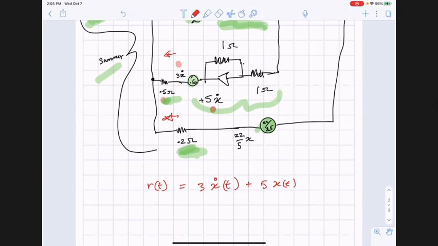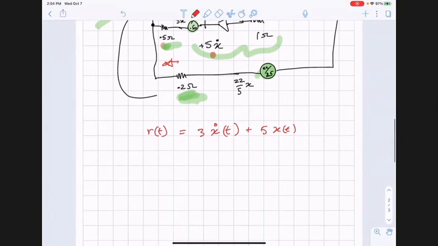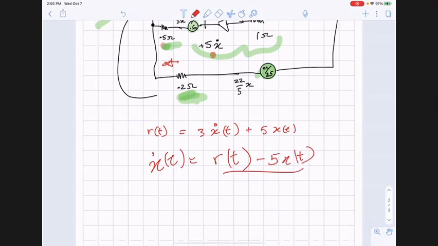Okay. So what I was asking was what would you do with this now? How would you implement this? Take the highest derivative out. Solve for that first. Okay, so tell me what to write. X dot of t equals R(t) minus 5x(t), and then all of them would be over 3. Well, here let's make it separate.